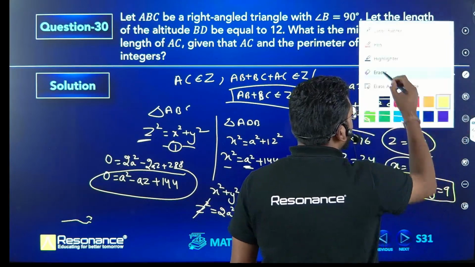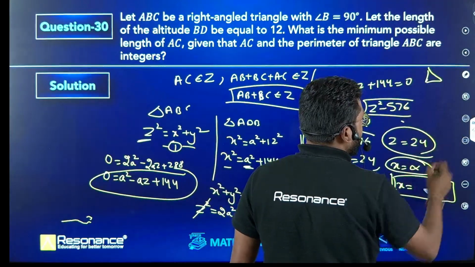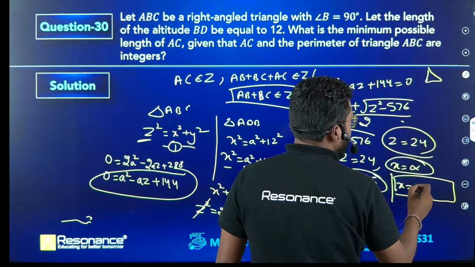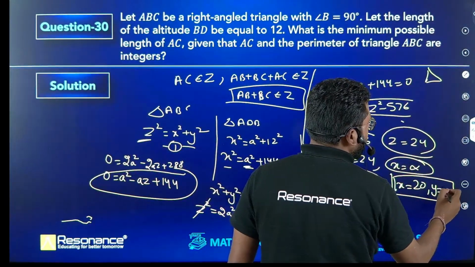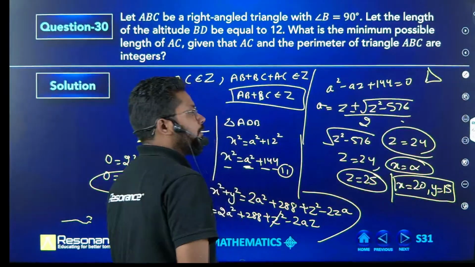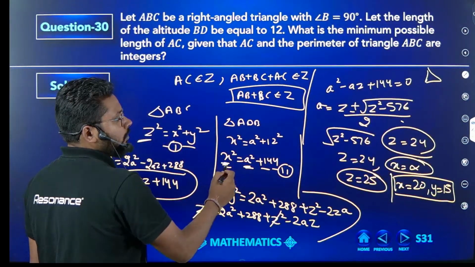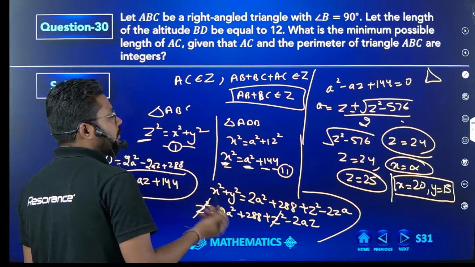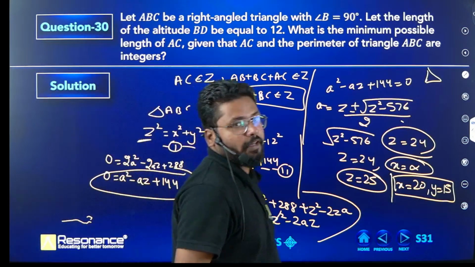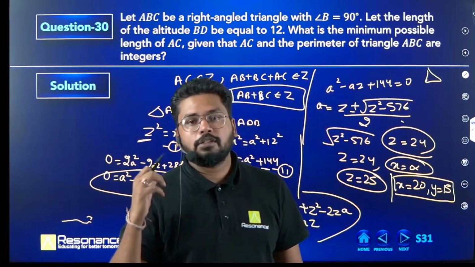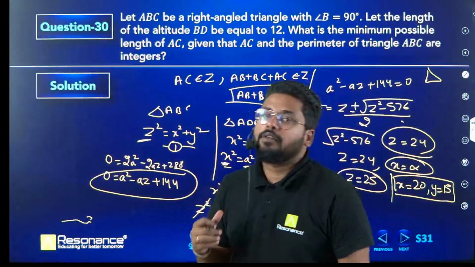So if you take the other values, then x will be 20 and y will be 15. If you substitute the values in our equation, with x as 20 and z as 25, and solve all the equations, you will get x as 20 and y as 15. So this is the only value that satisfies when these are integers.